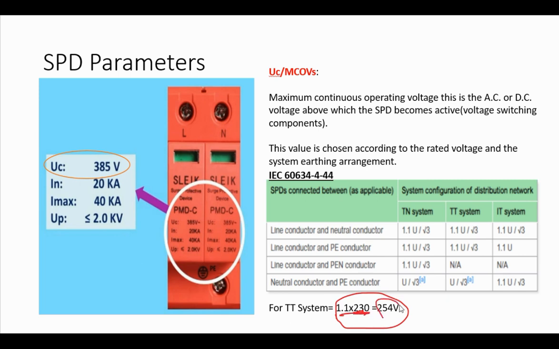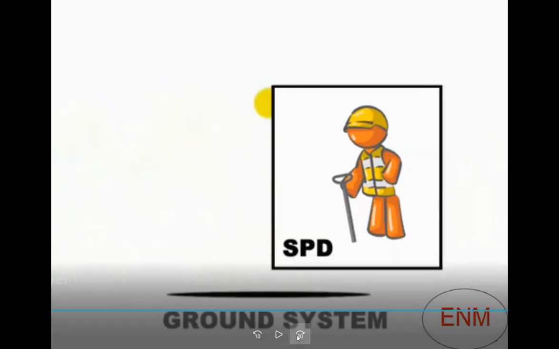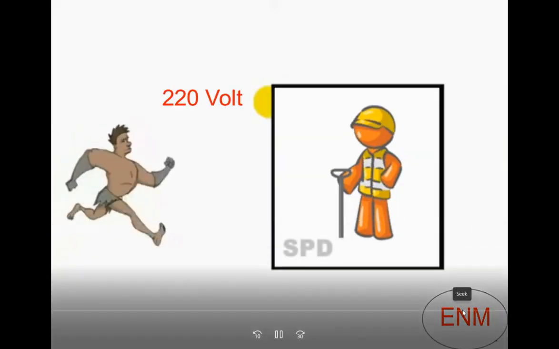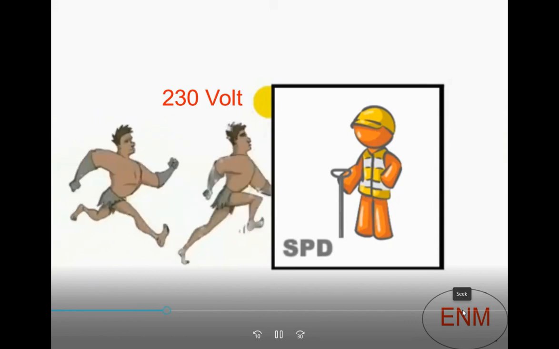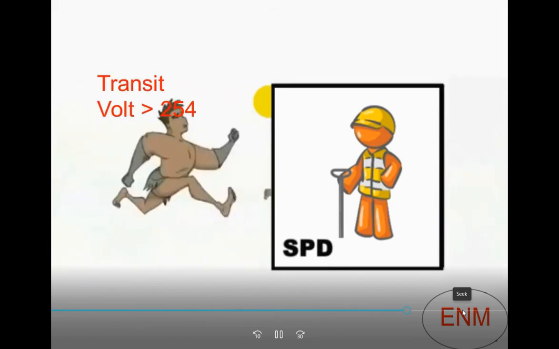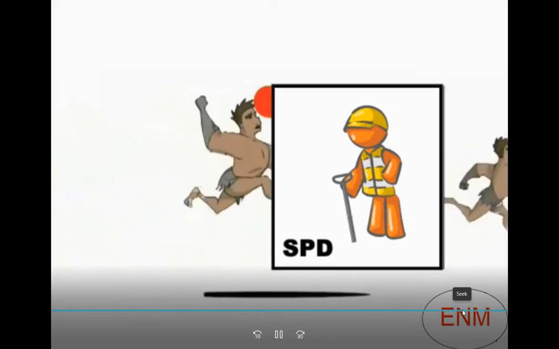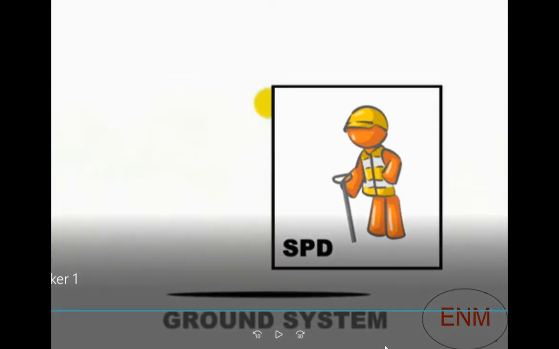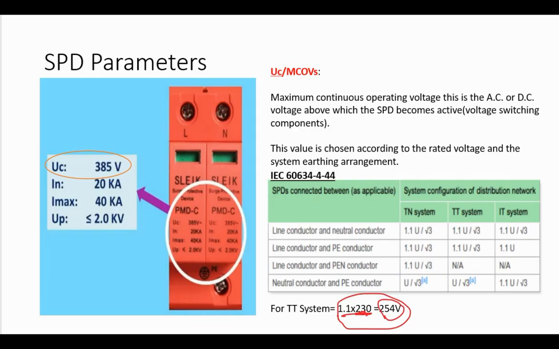Now, what does it mean? If any voltage that is above 254 volts hits our system, then the SPD will suppress it to earth. Now let's understand in a more attractive way. You see that the SPD will remain inactive on any voltage below our calculated 254 volts. But as soon as voltage above 254 volts hits our system, the SPD will bypass it to the ground. Hopefully, guys, you understand UC completely.